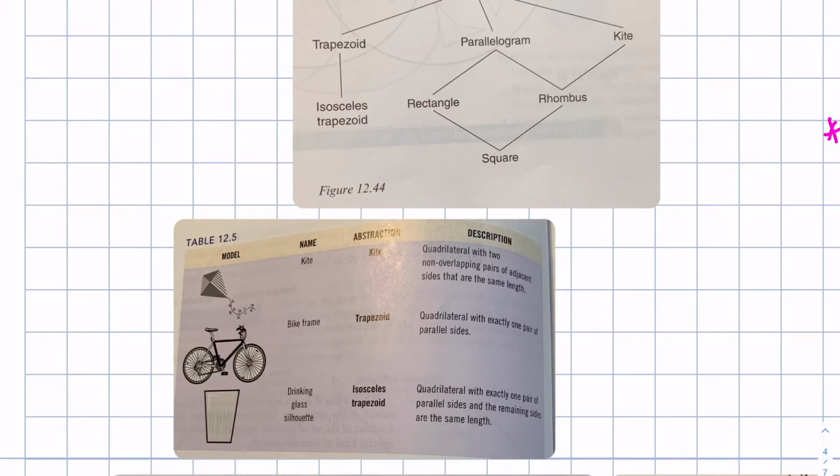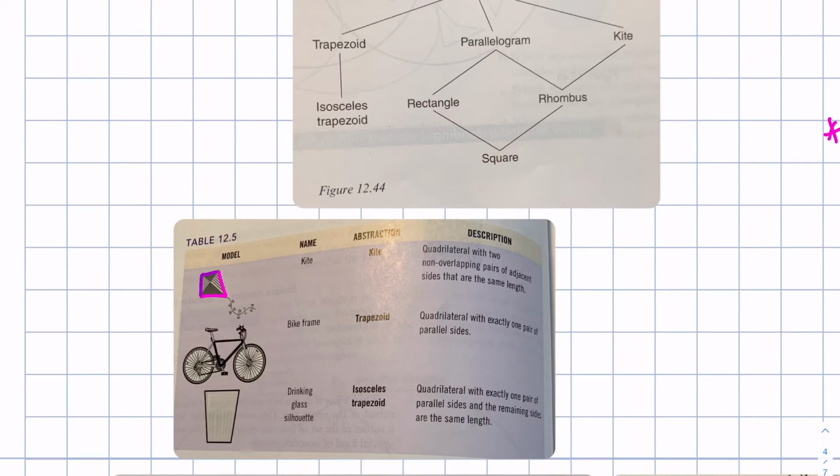A kite is a quadrilateral with two non-overlapping pairs of adjacent sides that are the same length. So the key part of the definition here is that there are two pairs of sides that are the same length, but they're the ones that are next to each other, as opposed to the ones that are opposite of each other, like they would be in the parallelogram. So here, both these sides are the same length, and both of these sides are the same length, and that's what makes this thing a kite.